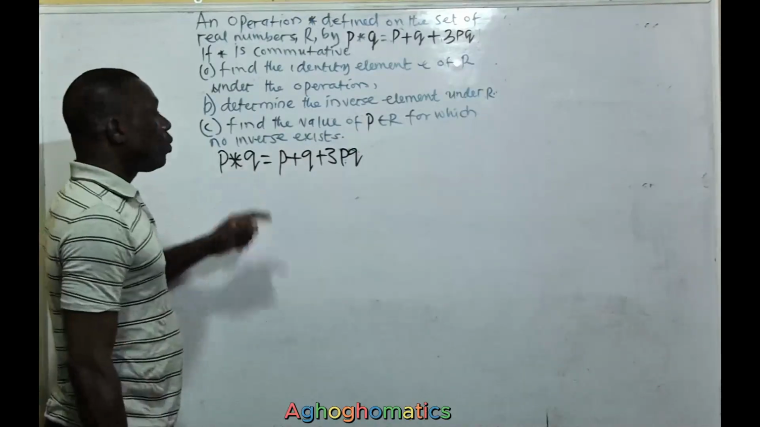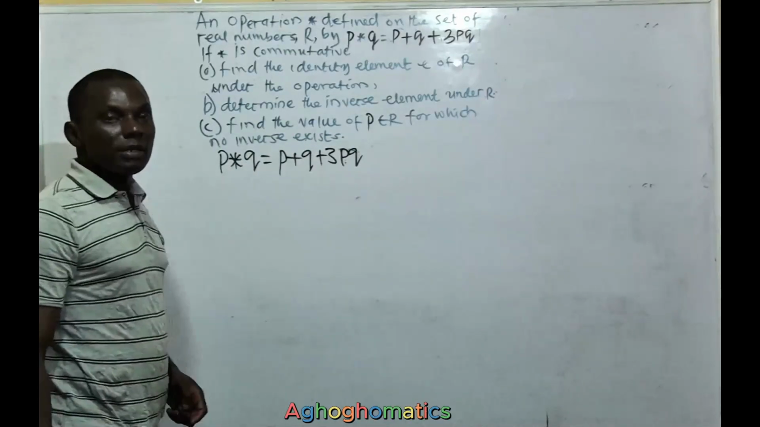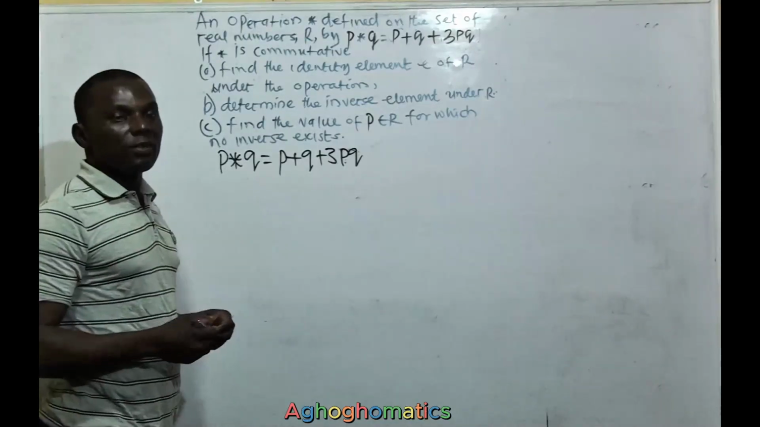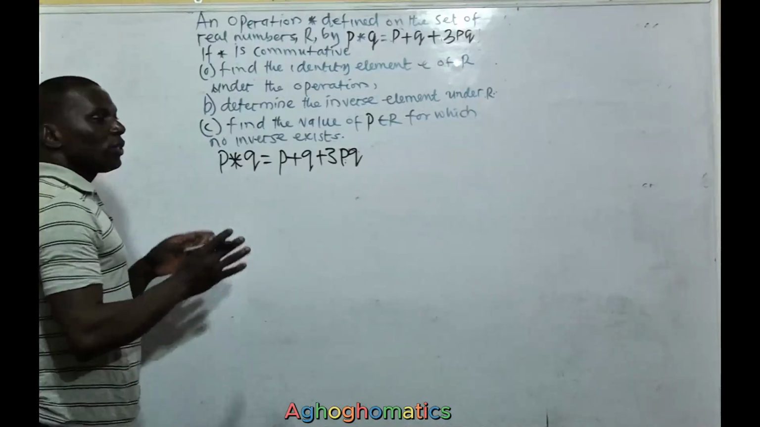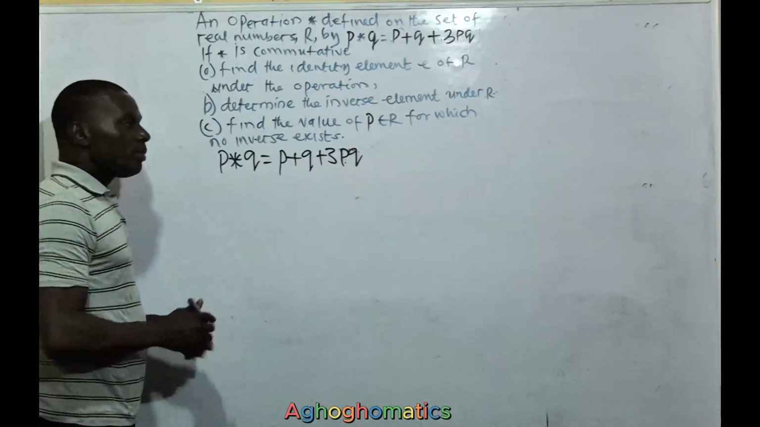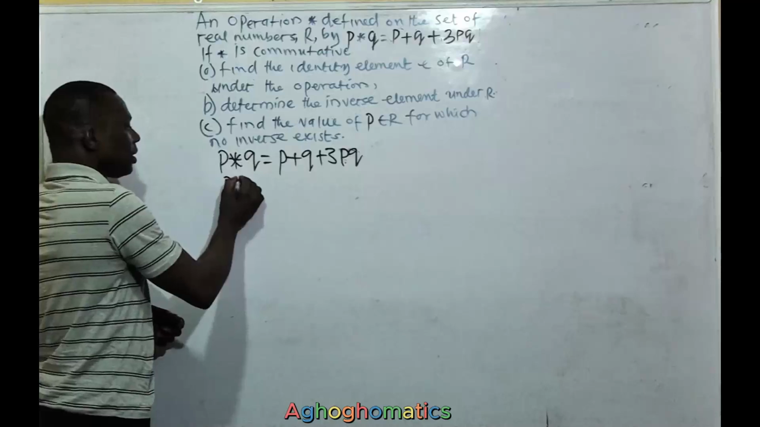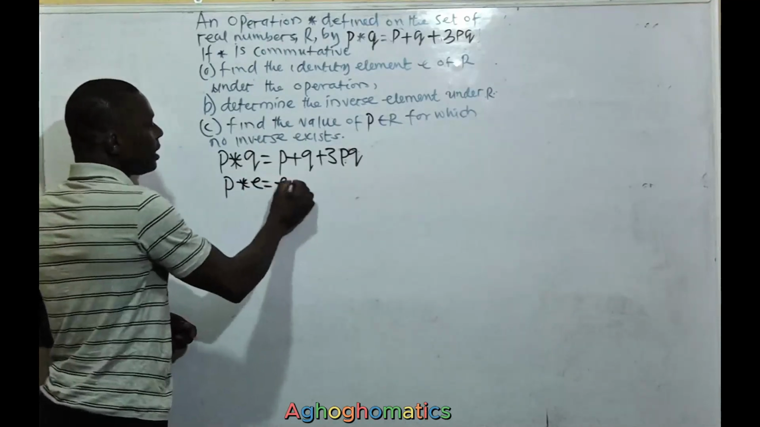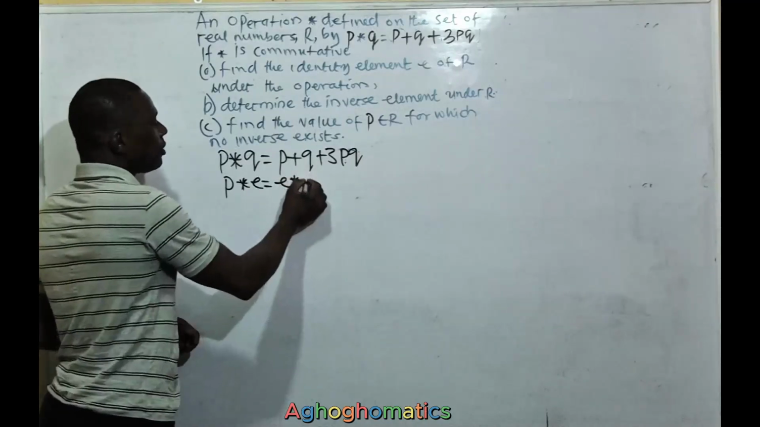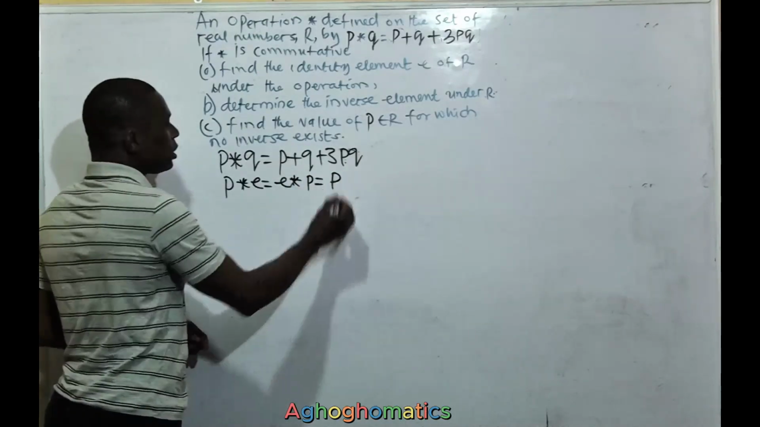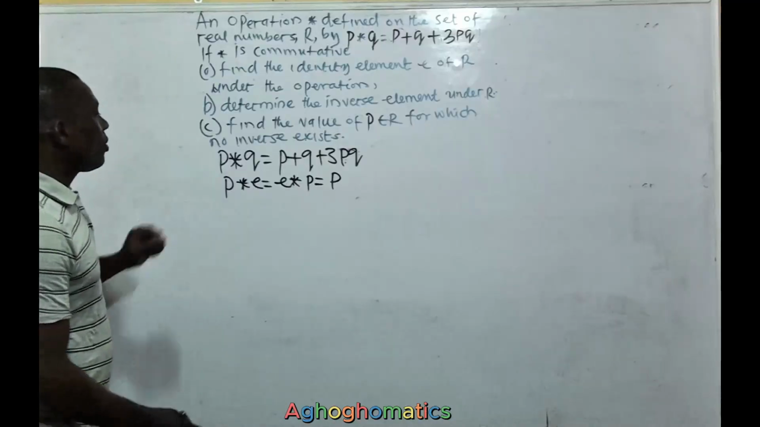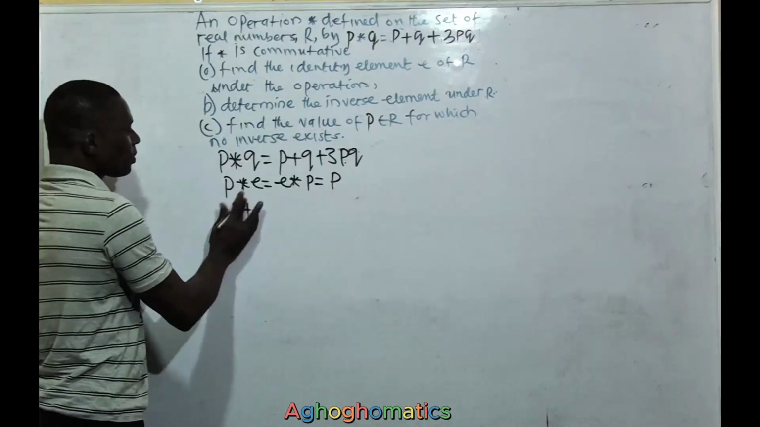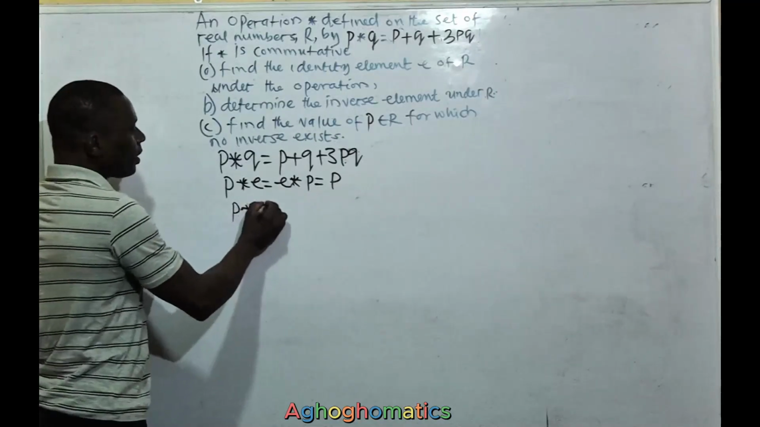replace Q with the identity element, which in most cases is represented with the small letter E. So what the definition here is, finding the identity element simply means that P operated upon the identity element is the same thing as the identity element operated upon P, which is equal to P. Okay? Now, what you usually do here, if you pick this, you say P asterisk E.